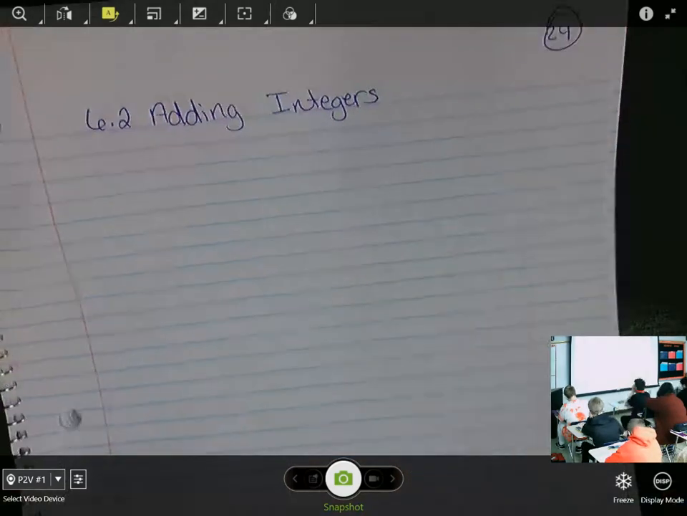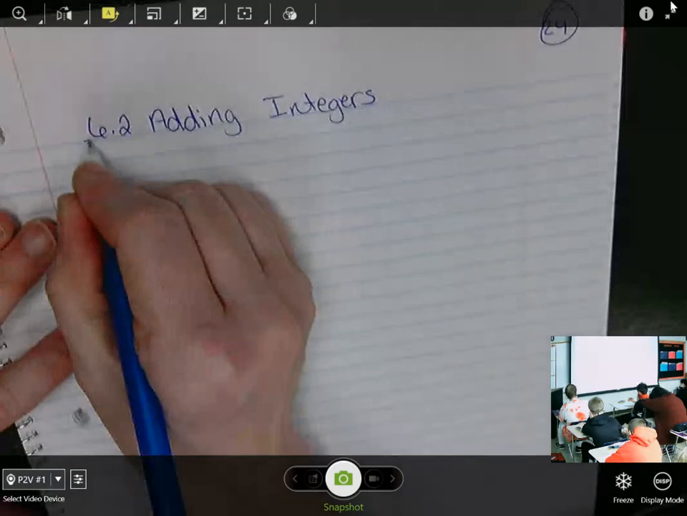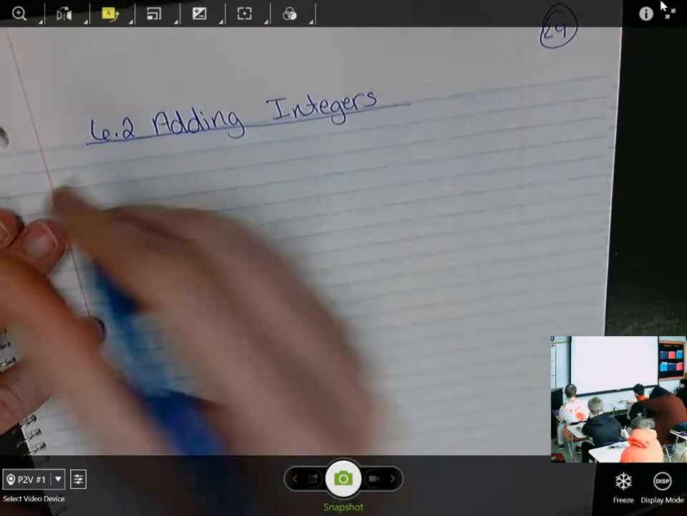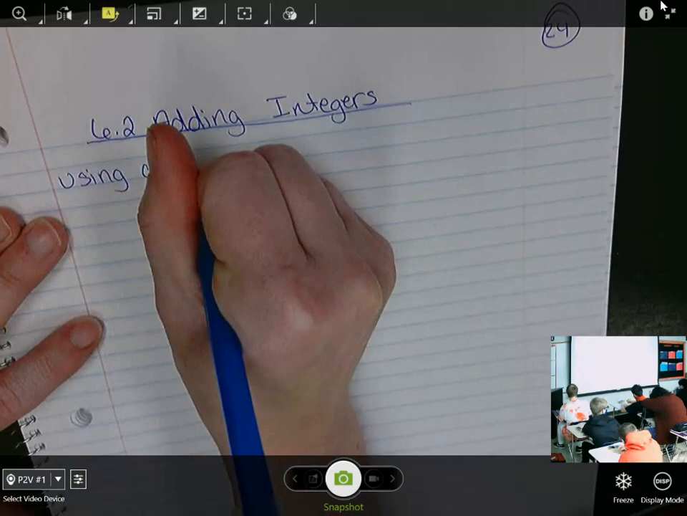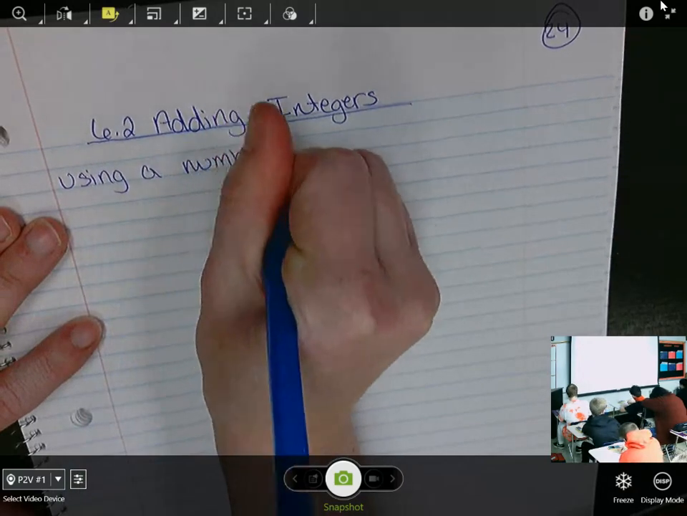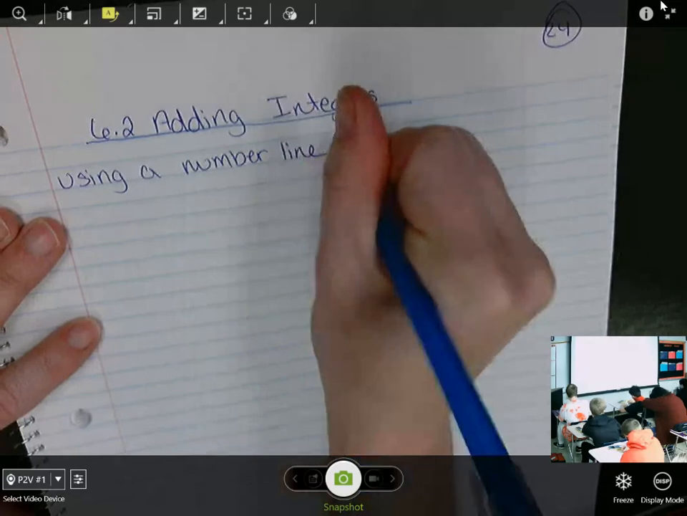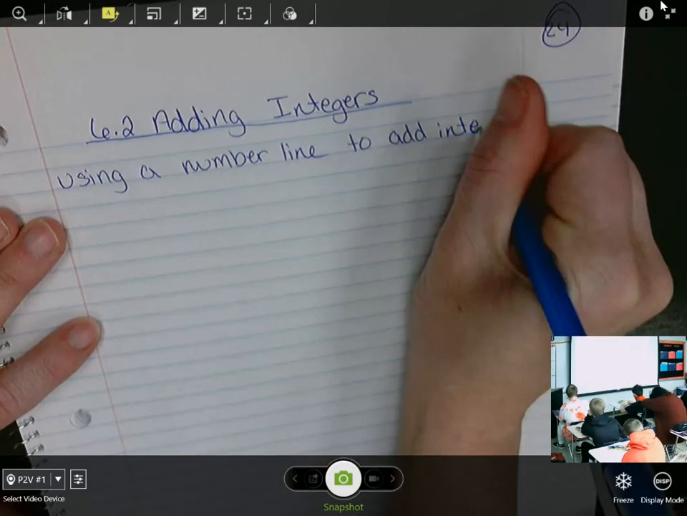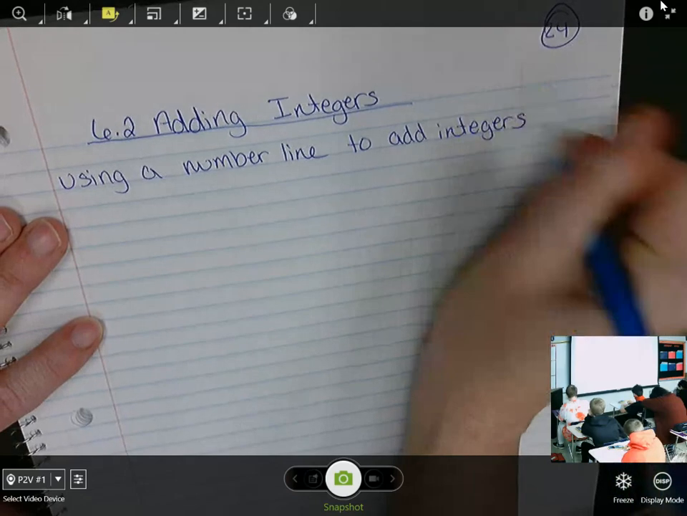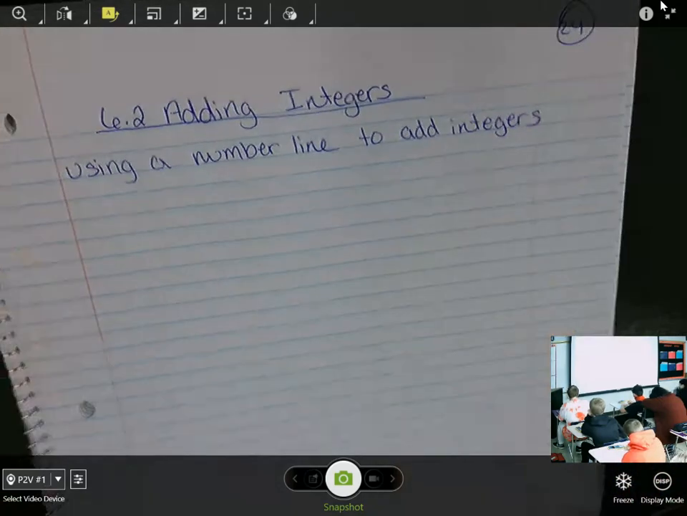All right, so first what we're going to do is use a number line. So you need to put: using a number line to add integers.